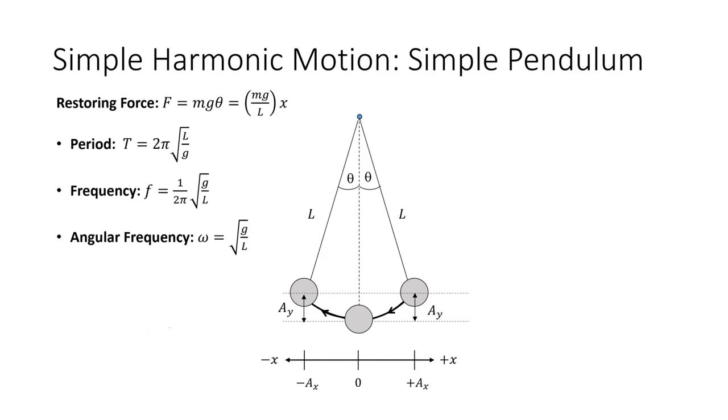Okay, so then just to summarize what we've learned so far, remember the restoring force for a pendulum is equal to mg theta, where theta is the angular displacement, and it can also be rewritten as mg divided by L times x. Then we know the period of oscillation was 2 pi times the square root of L divided by g, so it's independent of the mass of the pendulum. And with that information, we can calculate the frequency because frequency is 1 over period. And we can also calculate the angular frequency because omega is just 2 pi divided by the period.